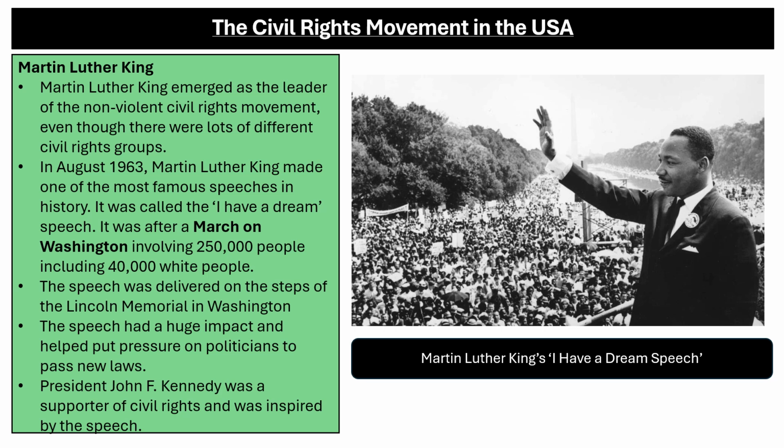Now, in August 1963, Martin Luther King made one of the most famous speeches in history. And it was called the I Have a Dream speech. It was after a march on Washington involving 250,000 people, including 40,000 white people. The speech was delivered on the steps of the Lincoln Memorial in Washington, and the speech had a huge impact and helped put pressure on politicians to pass new laws. President John F. Kennedy was a supporter of civil rights and was inspired by the speech. So let's hear an extract of that speech now.